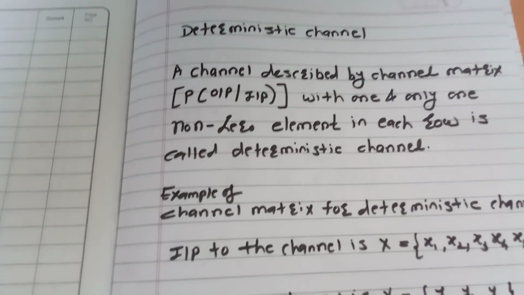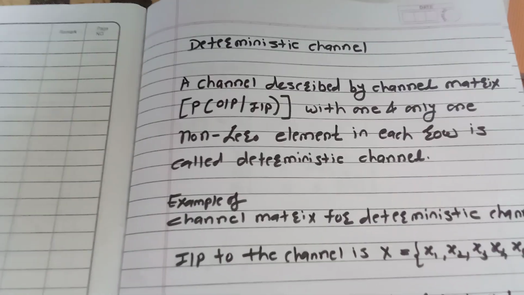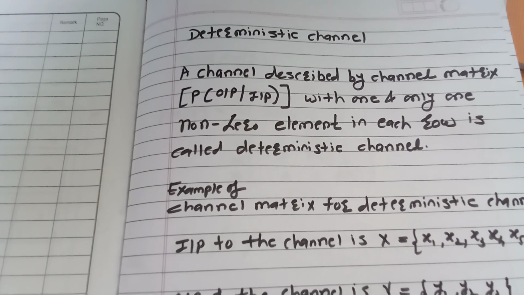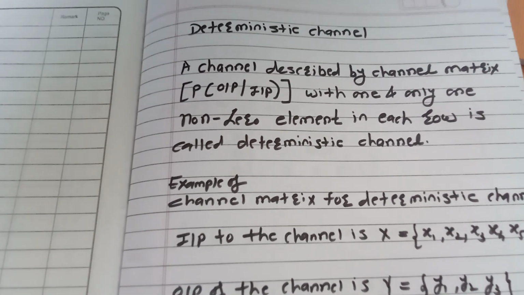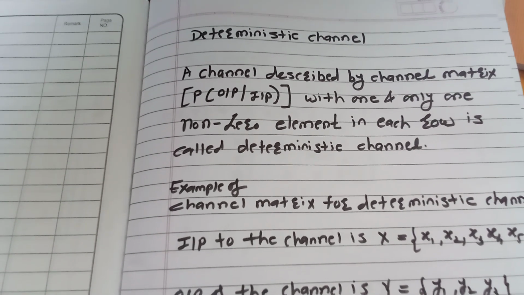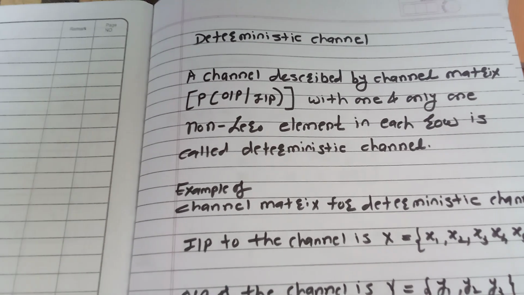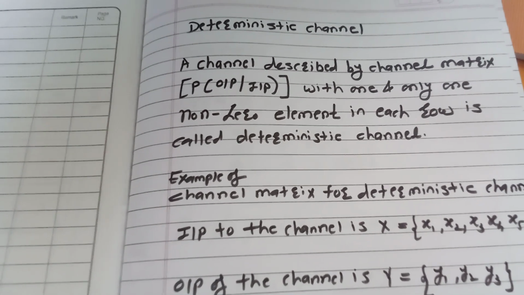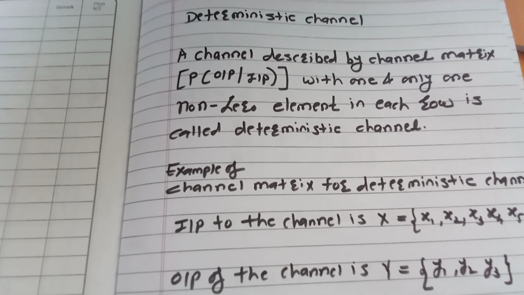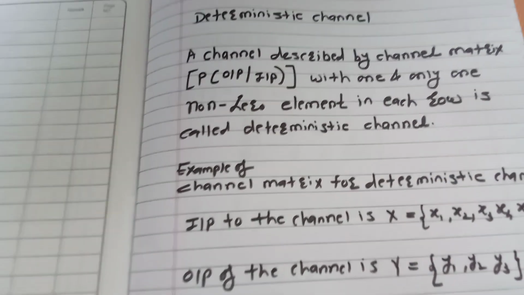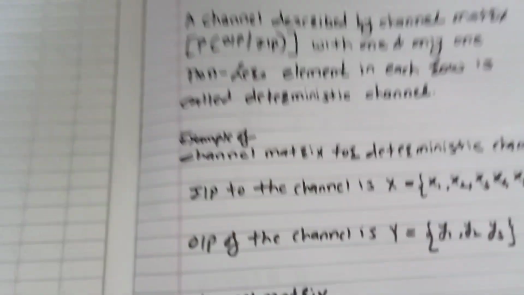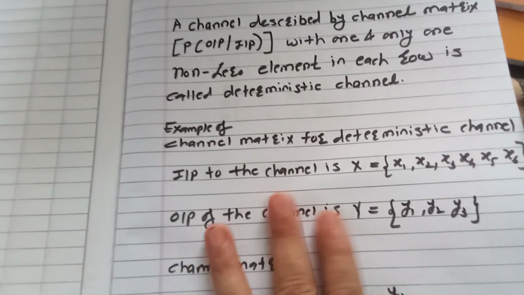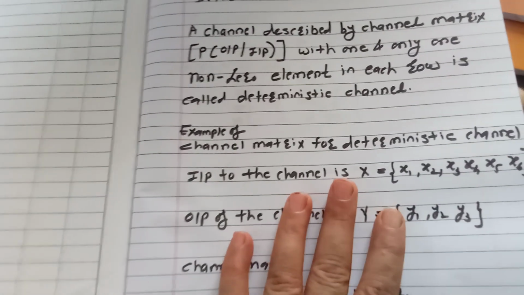Hello students, let's understand today what is the deterministic channel. The channel is described by a channel matrix. You know the channel matrix is the matrix of probabilities of output given input. So in this channel matrix, if there is only one non-zero element in each row, then that channel is called a deterministic channel. Here we will see one example for this channel matrix.